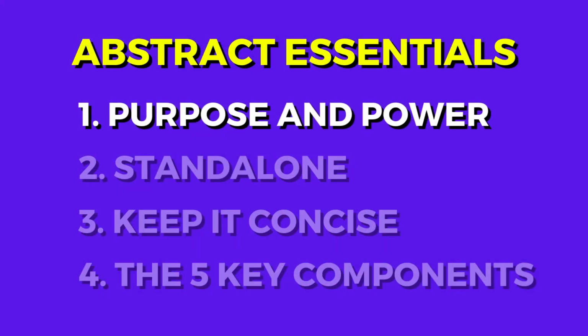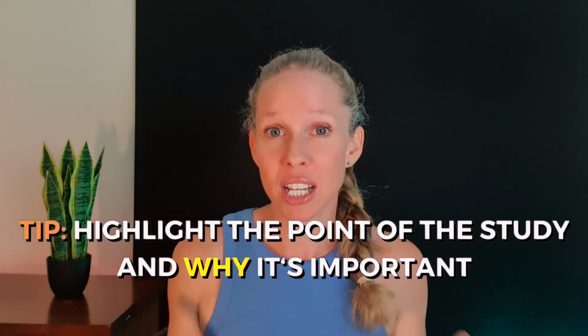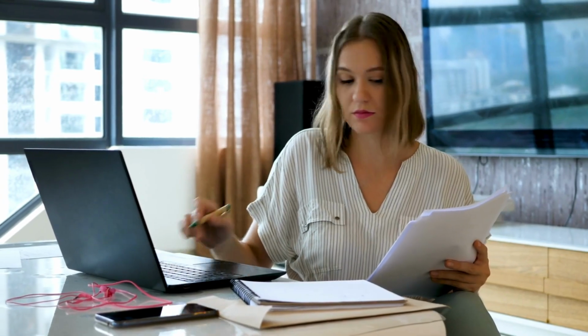Lesson number 1 is to state the purpose and power of our research in the abstract, and not just write about what we did. In many ways, the abstract is like the conclusion here, and of course that's because they're both summaries. But the abstract is longer than the conclusion, and it has a lot more detail, especially in the methods and results areas. Lesson number 2 is to make sure our abstract is standalone.